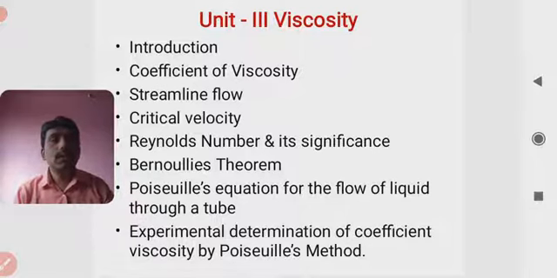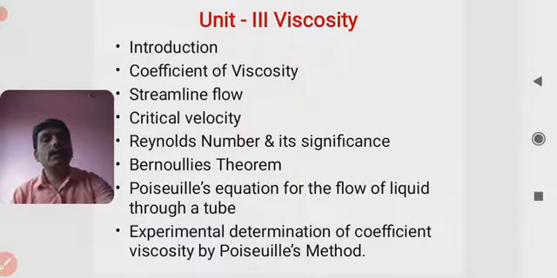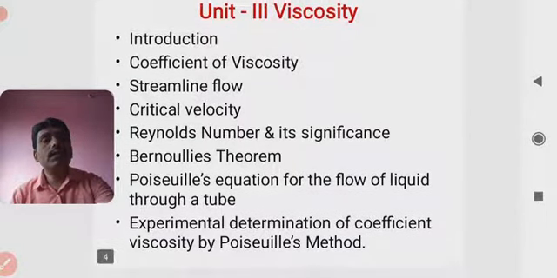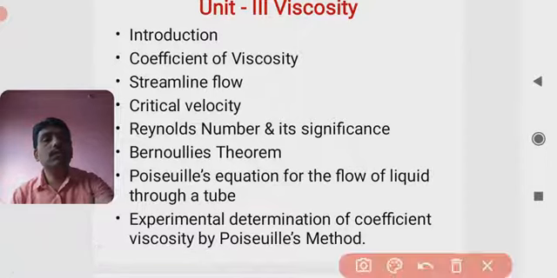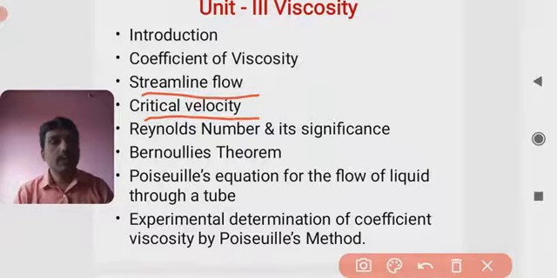It gives you the frictional resistance property, the layer to layer friction, and we will see in detail what viscosity means as an introductory part, that is the coefficient of viscosity eta, how it is calculated, what streamline flow is, and what the critical velocity is, and how the streamline flow is disturbed beyond the critical velocity, that is also what we will learn.